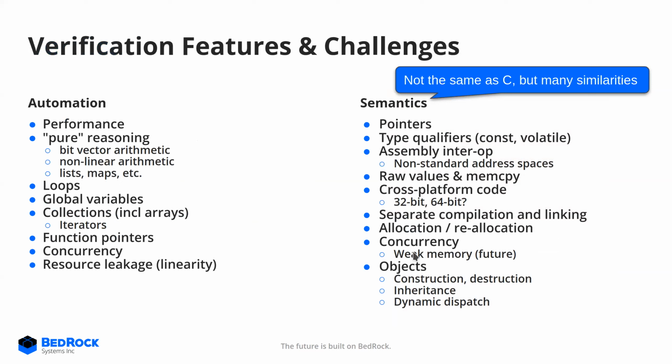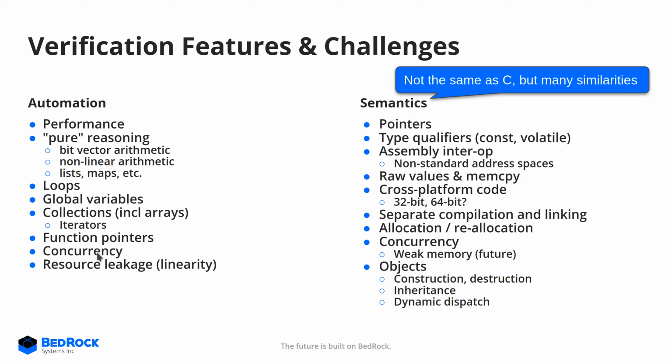There's a lot of features and challenges, I think, that occur, both on the automation side. People have mentioned things like performance and pure reasoning are big things that are important. Things like global variables are easy to do in the math, but are kind of annoying to thread around through all your programs. Dealing with concurrency is obviously very important for us. Pretty much every program we verify and most data structures we look at are concurrent to some extent.